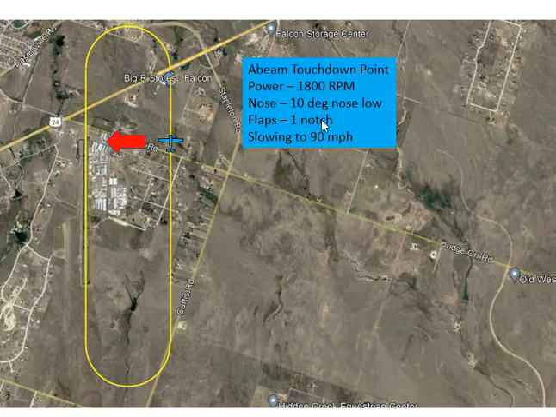So again, abeam the touchdown point, power 1800, nose 10 degrees nose low. That's about 4 to 5 fingers, about a fist or so. I'm making the horizon line move up in my windscreen. I'm pitching the nose down 10 degrees, not looking at the ADI. This is all sight picture. Flaps, 1 notch. If I have a flap gauge, confirm that I am 1 notch of flap set, and then I'm going to let the aircraft slow to 90 miles per hour.